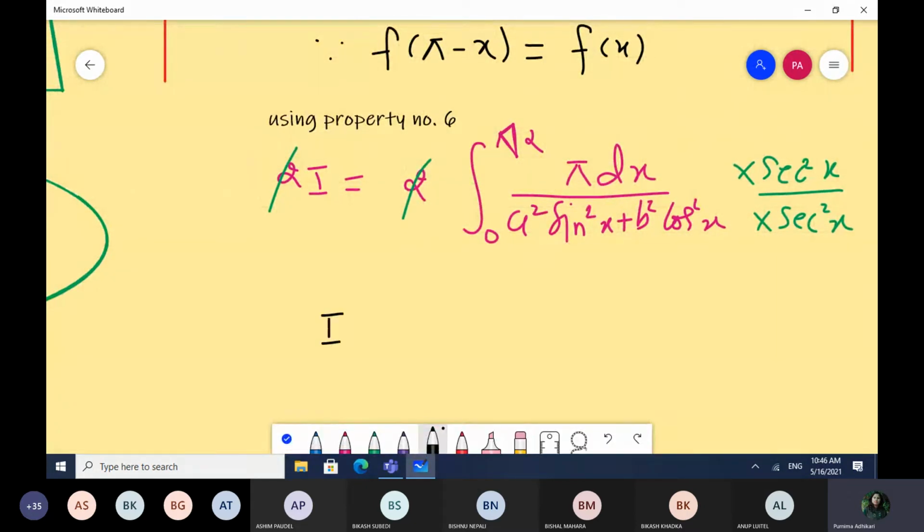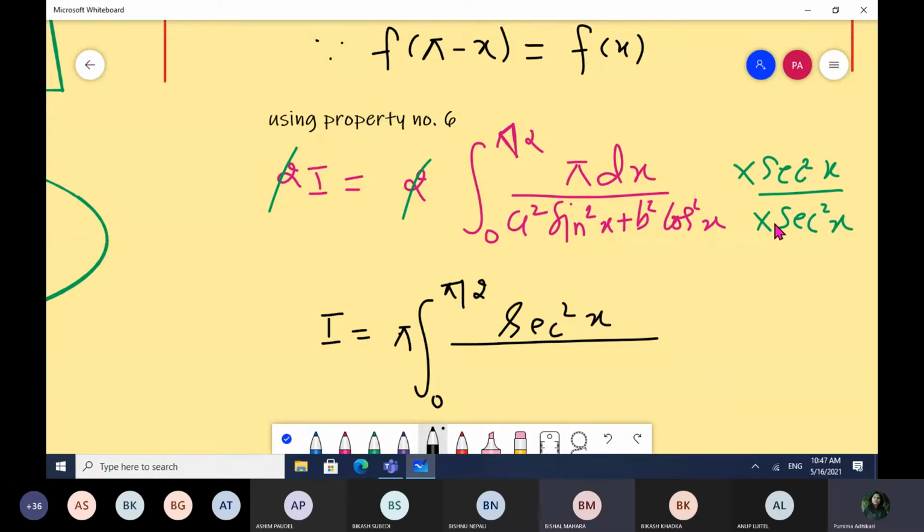You're going to get I equals integral 0 to pi by 2, let's take this pi outside, sec square x in the numerator, and in the denominator a square sin square x into sec square x is a square tan square x, plus b square cos square x into sec square x is simply b square, right? And dx also.